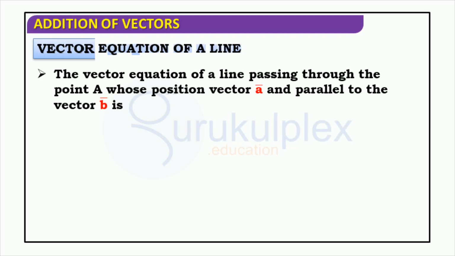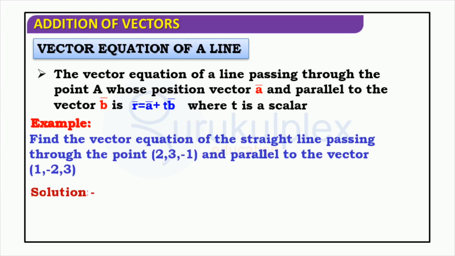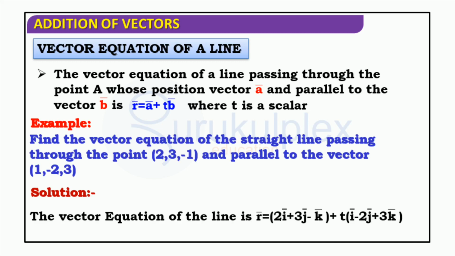The vector equation for this straight line is given by adding the point (2, 3, -1) and the vector (1, -2, 3). This line goes through the point (2, 3, -1) and is in the same direction as the vector (1, -2, 3). Consequently, the equation of the line can be written as (2, 3, -1) + t(1, -2, 3), where t is a real number.